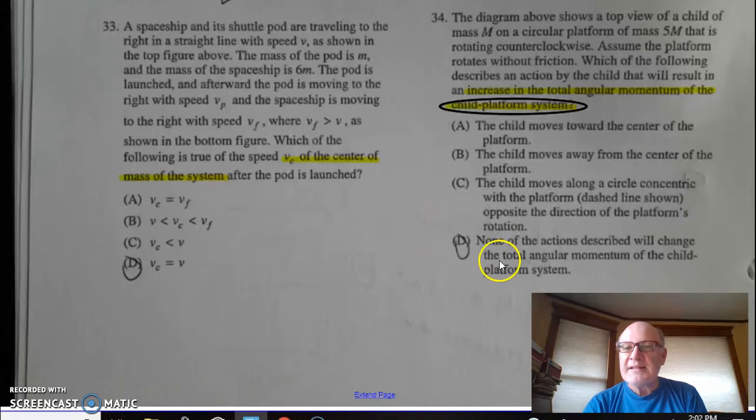And then finally, D says none of the actions described will change the total angular momentum of the child-platform system because none of them represent an outside force. So the momentum of the system remains the same.